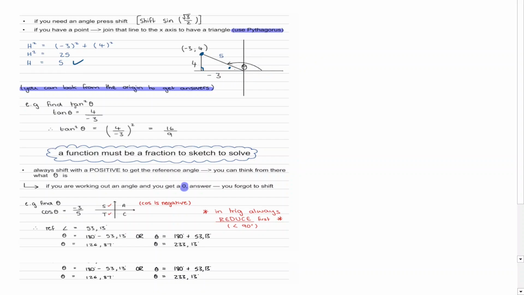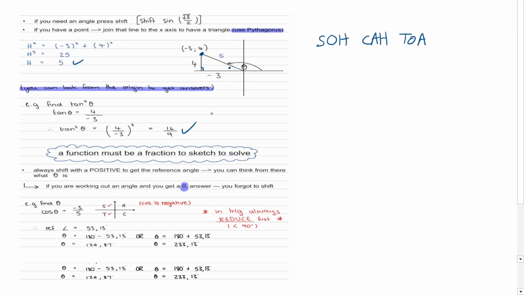If they ask me now to find tan squared theta without a calculator, then looking from here, any question that you get to, it's worth just writing out your riddle. Smoking old herbs can actually have those artifacts. So tan is opposite over adjacent. Looking from this origin angle, opposite would be 4 over adjacent -3. They ask for tan squared, so don't panic. Just literally take that fraction and in brackets square it, and you get your answer.